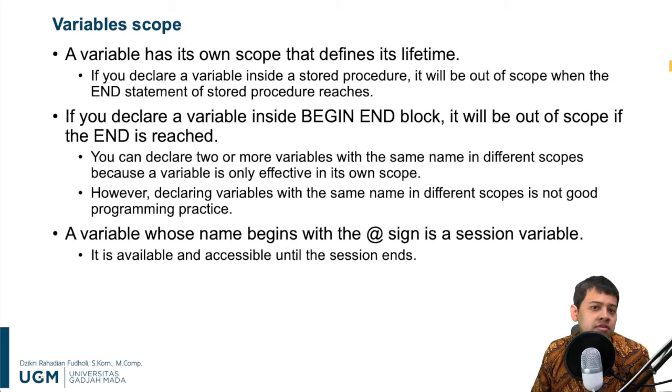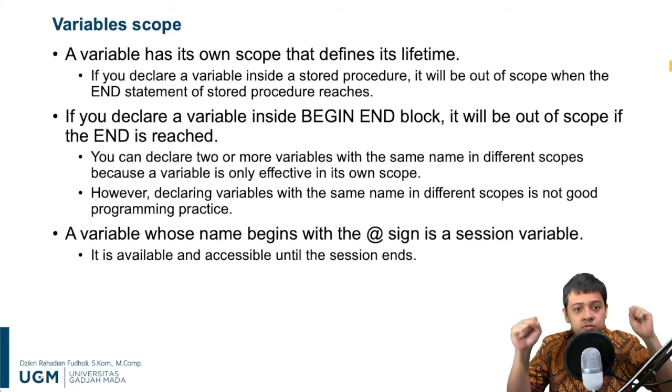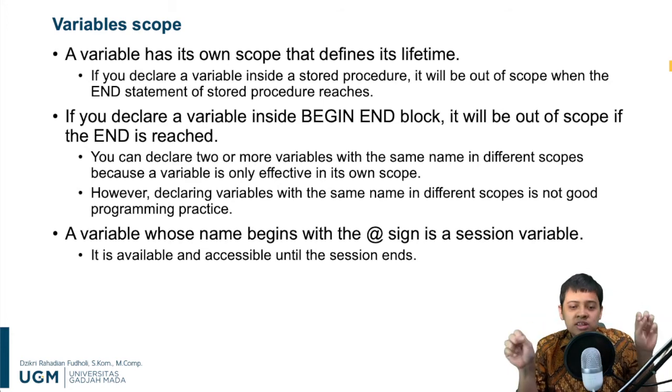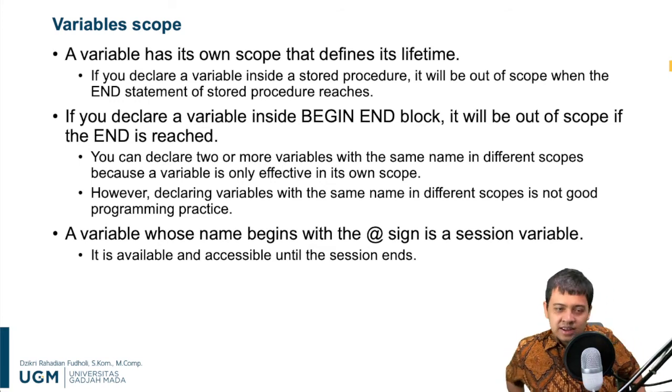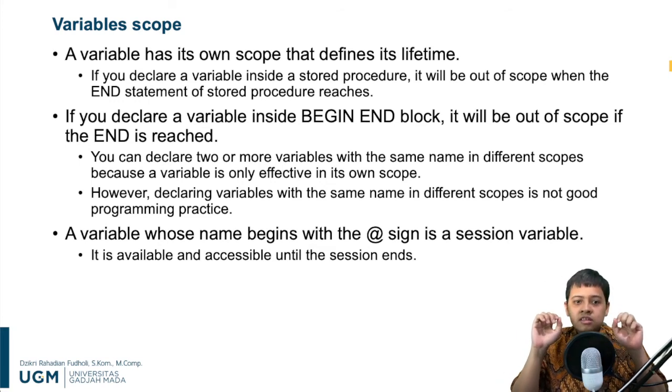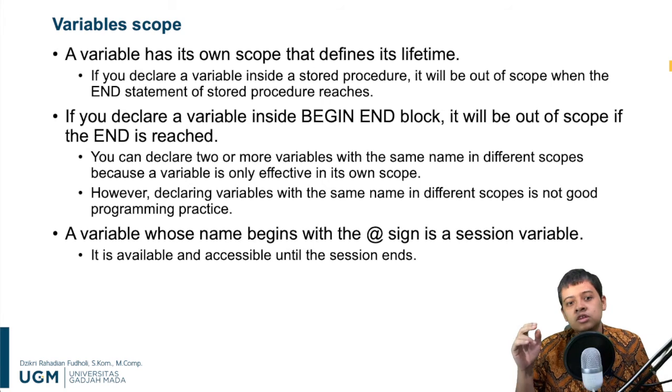However, you can declare two or more variables with the same name in different scopes, because a variable is only effective in its own scope. For example, if you have multiple stored procedures, you can use the same variable names in these two stored procedures because they are separate. They are not connected in any way. That's totally fine. However, declaring variables with the same name in different scopes is not a good programming practice. There may be a little bit of confusion if you use it that way.